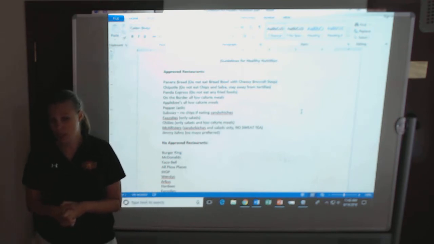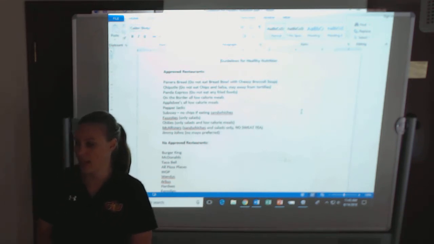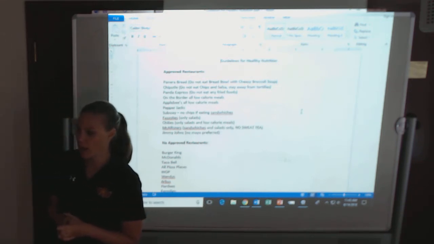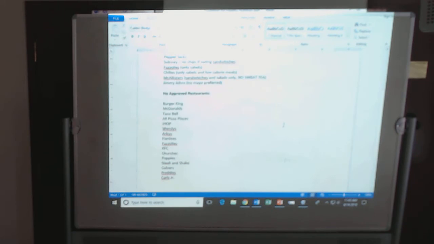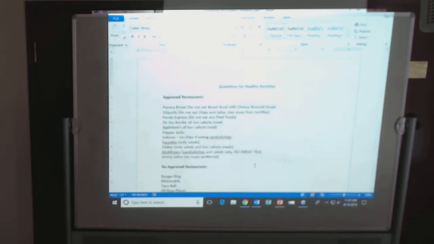Is soda healthy? No, it's not. Is unsweetened tea? Yes, it is. So we're also looking at those drinks and taking a good look. The unapproved restaurants are Burger King, McDonald's, Taco Bell, all the pizza places, IHOP, Wendy's, Arby's, Hardee's, Fazoli's, all these different types of fried places that aren't necessarily good.